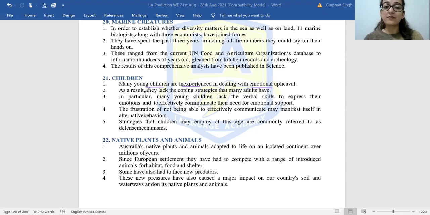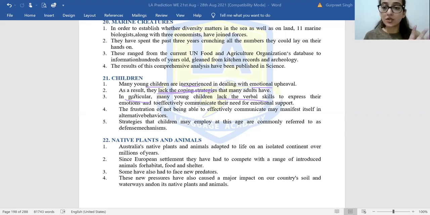Now, the doubt can be, how can "as a result" come so early? The reason is, here they say they lack the coping strategies. Then they say, in particular, they lack verbal skills. When they say they lack the coping strategies, it's a very broad term. Coping strategies can be thousands of strategies. So once we say they lack coping strategies, we then give one example of what in particular they lack. This tells us that this "as a result" sentence has to come first because it's broader, and then we have a specification taken out of that sentence.